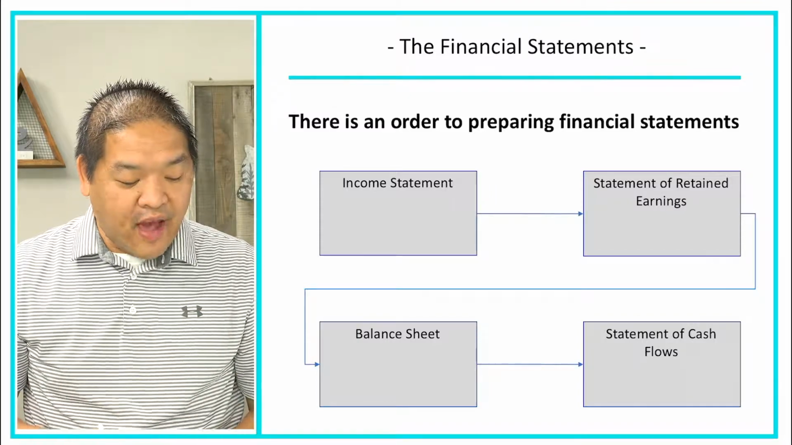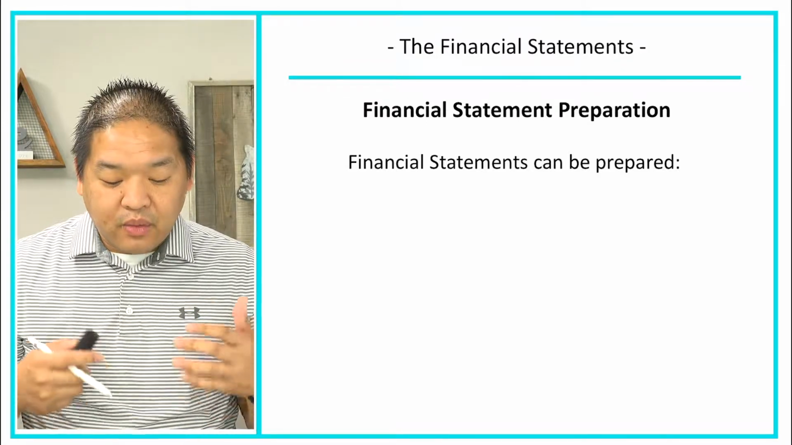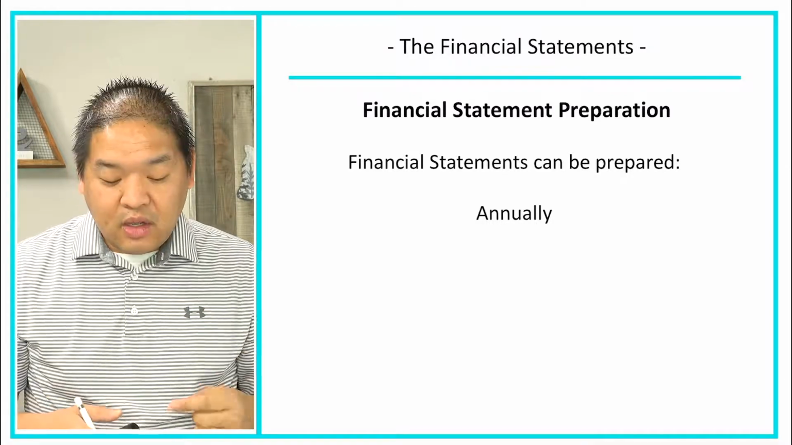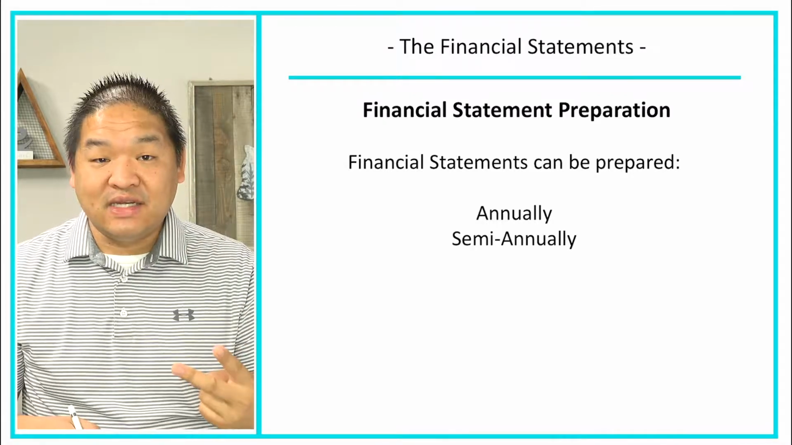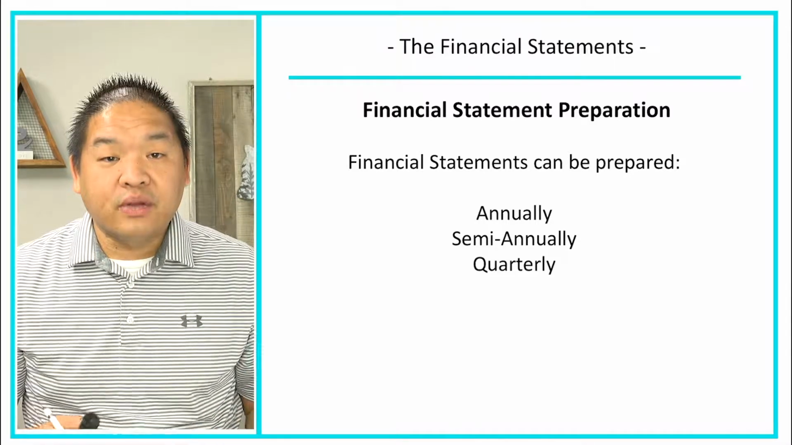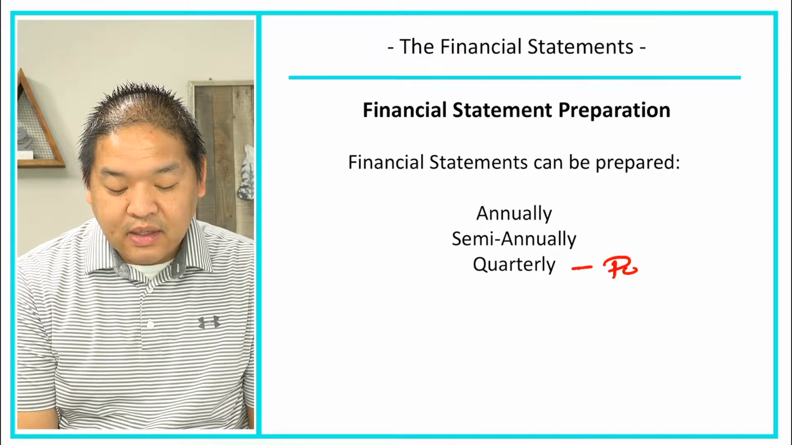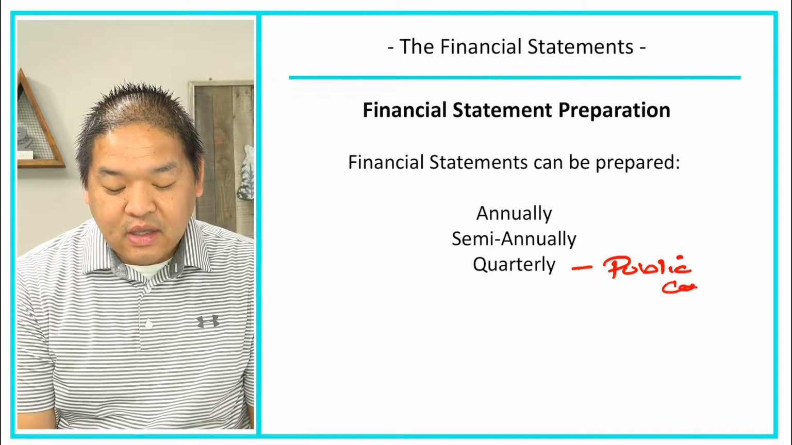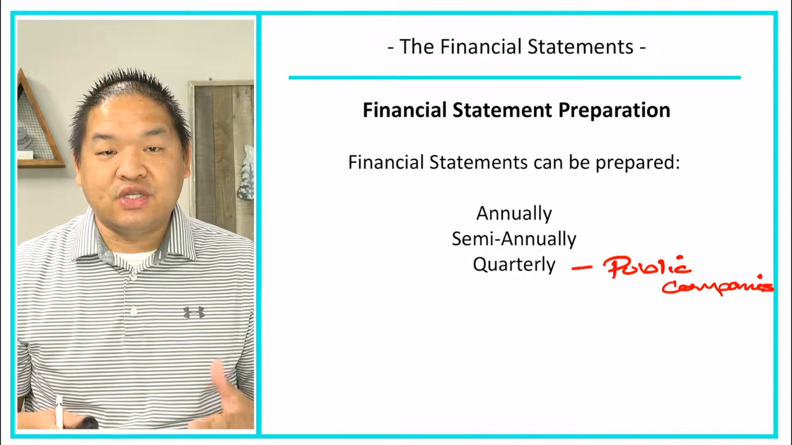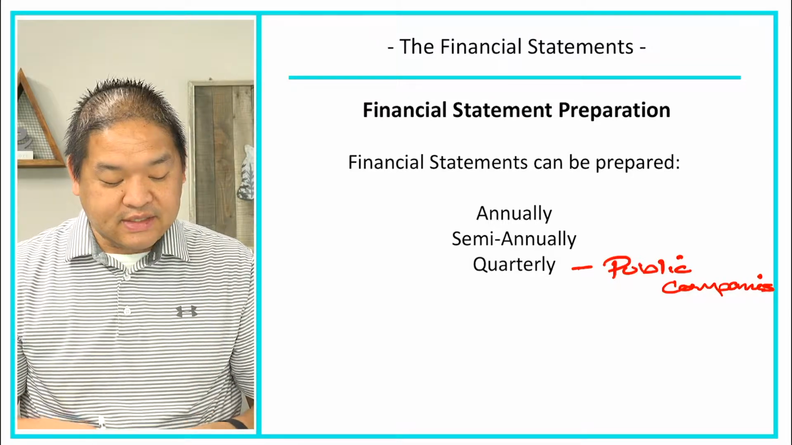So just know that. Now, when we prepare financial statements, we kind of talked about this in another lesson, but we can prepare them annually, so only once a year. We can prepare them semi-annually, twice a year, so every 6 months we'll prepare a new one for the last 6 months. We can prepare them quarterly, every quarter. Now, quarterly is important because this is for public companies. Public companies will need to report quarterly because the Securities Exchange Commission has said that they have to report quarterly to their investors.